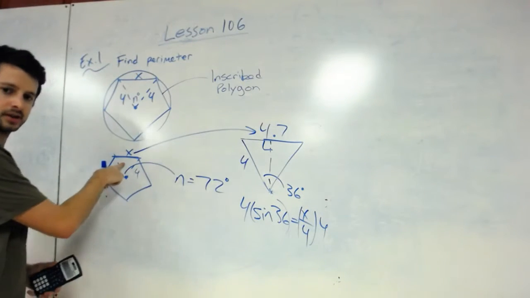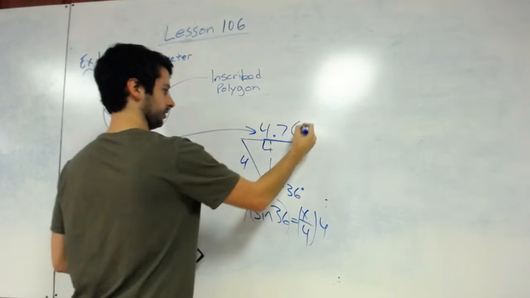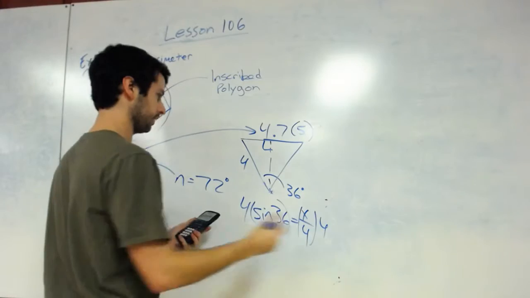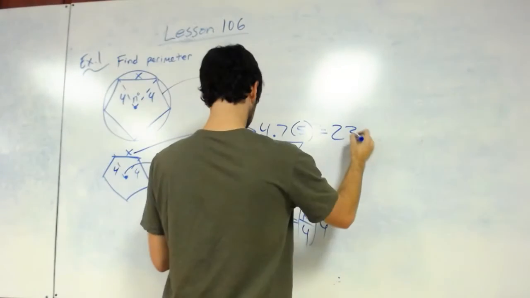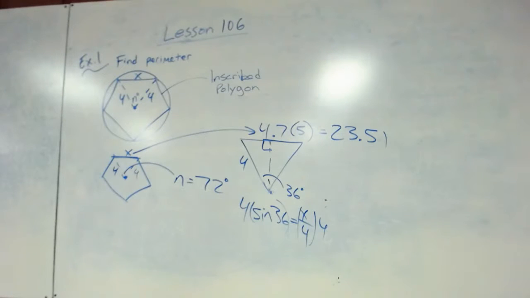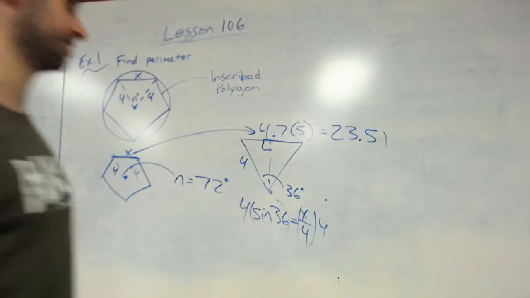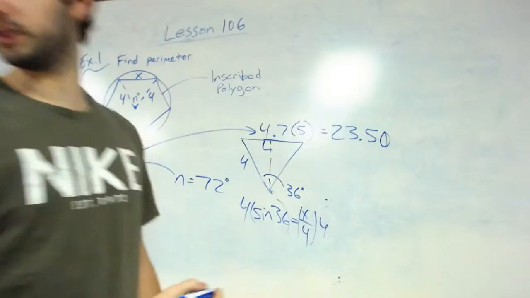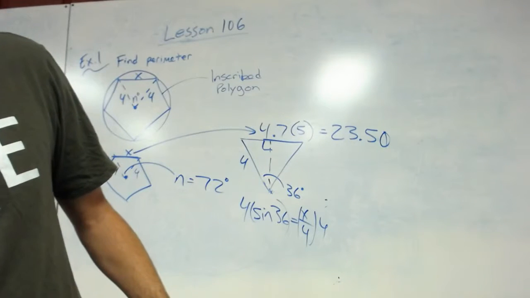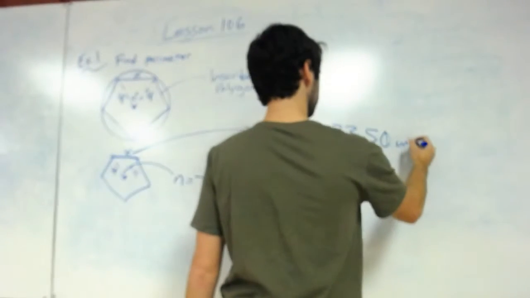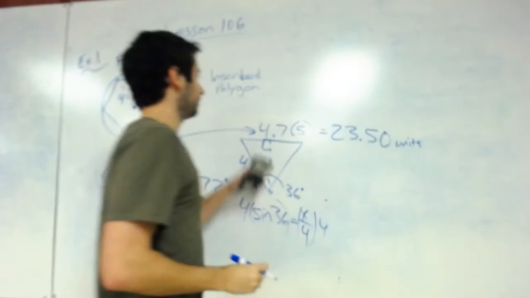So now multiply by 5 because there are 5 sides, and we get roughly 23.51, or it says to the nearest hundredth. It's actually 50. The units, yeah, just units. And that's how you do inscribed polygons.